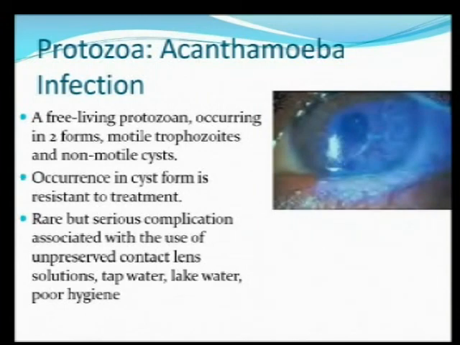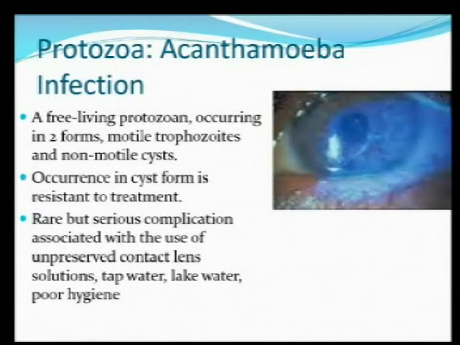Here's another little bug that gets a lot of attention in contact lens circles, and that's acanthamoeba. Now, an acanthamoeba, it's not a bacteria, it's not a virus, it's this little free-living protozoa that loves to survive. And you'll find that in all sorts of areas, particularly lake water, tap water. You can even find it in unpreserved contact lens solutions.